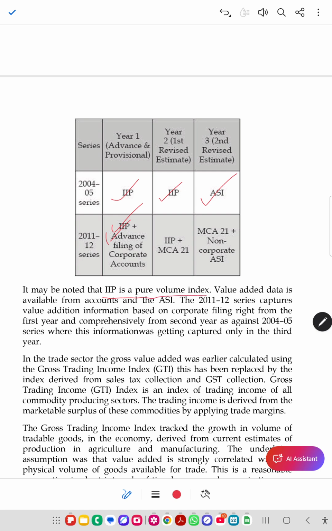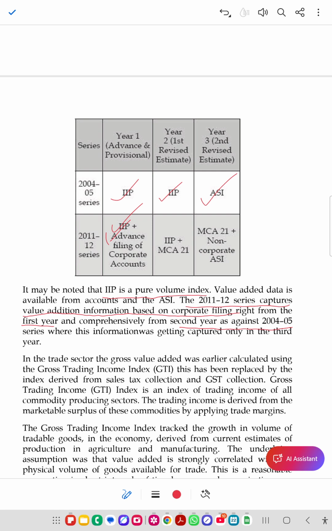Value added data is available from accounts, and the ASI in the 2011-12 series captures value addition information based on corporate filing right from the first year and comprehensively from the second year, as against the 2004-5 series, where this information was getting captured only in the third year.